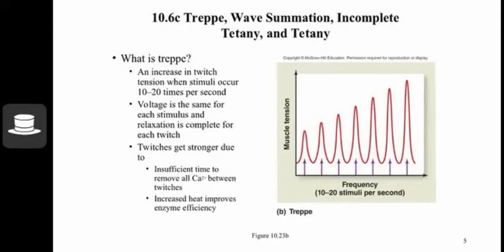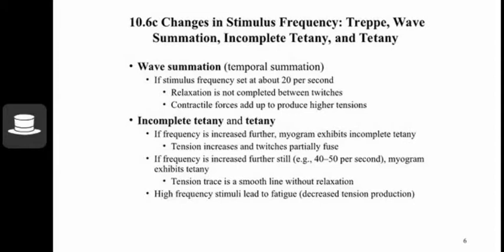So treppe is an increase in muscle twitch when the stimulations occur 10 to 20 times per second. Now, the voltage stimulation is going to be the same, and there's enough time for the muscle to completely relax after each twitch. But we're going to see a slight increase in the tension as we go along because there's insufficient time for all the calcium to be removed from the sarcolemma in between twitches. It's going to be kind of a jerky contraction, though.